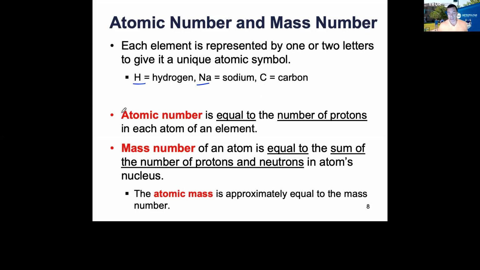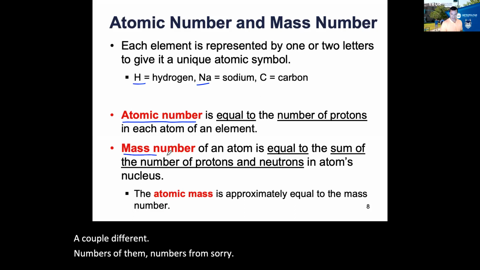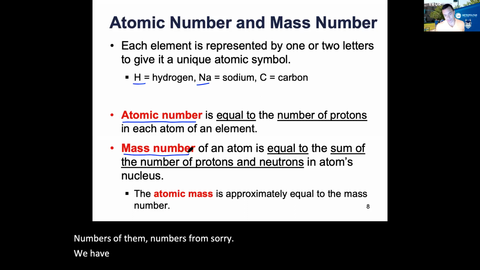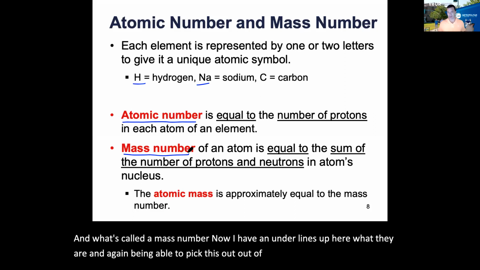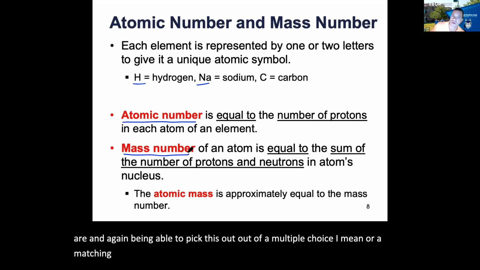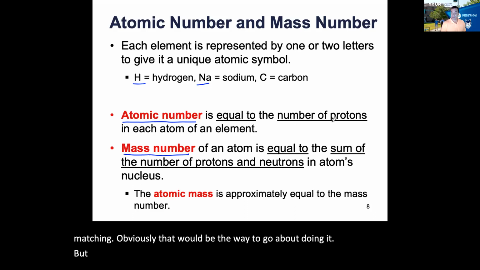Because all of those protons and neutrons exist, we can get a couple different numbers from them. We have what's called an atomic number and what's called a mass number. Now I have in underlines up here what they are, okay? And again, being able to pick this out of a multiple choice or a matching, obviously that would be the way to go about doing it, right? But the atomic number is equal to the number of protons, okay?